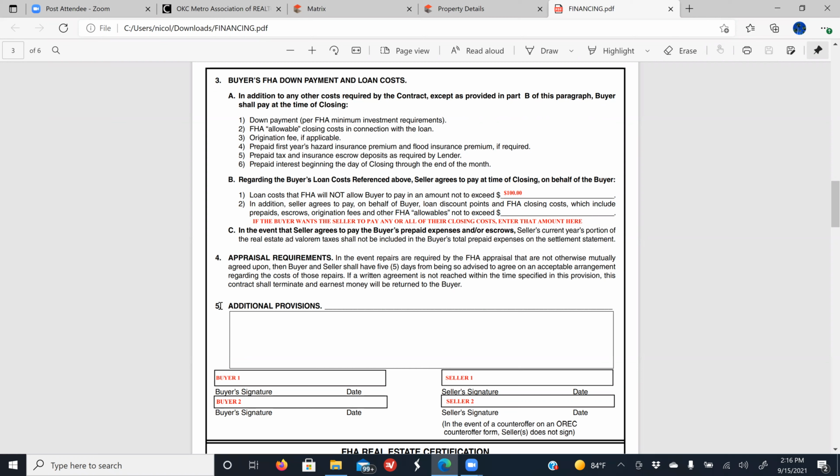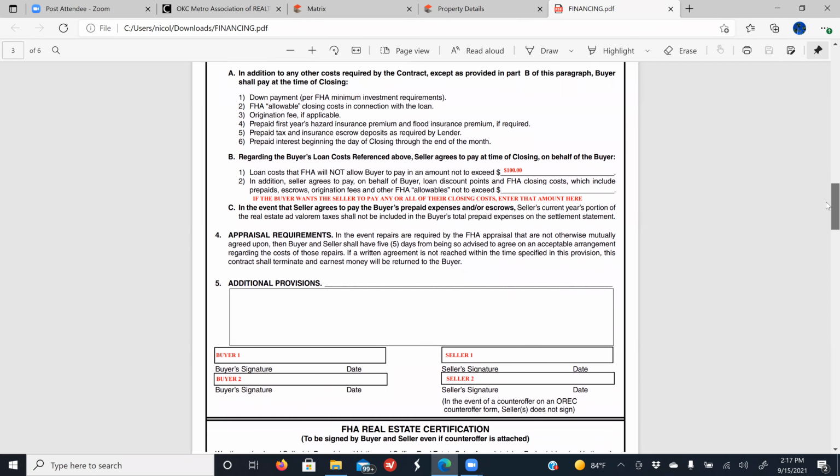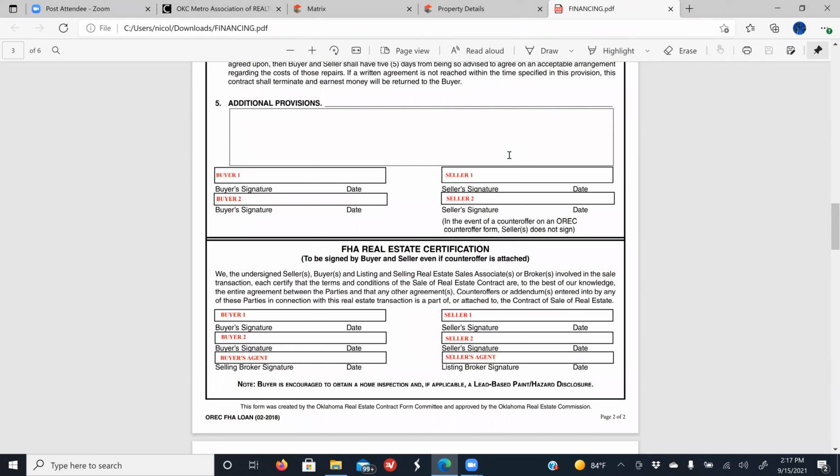And then if there is anything else that needs to be addressed, we can write that in additional provisions. But since the appraisal is addressed above and the closing costs are addressed above, there's typically not much that you see in additional provisions on the FHA financing supplement. Now here, you're going to have the buyer sign here and the seller sign here in this top section. Underneath, you're also going to see the FHA real estate certification. And the buyer and seller need to sign this bottom section no matter what, if there's a counter offer or not.